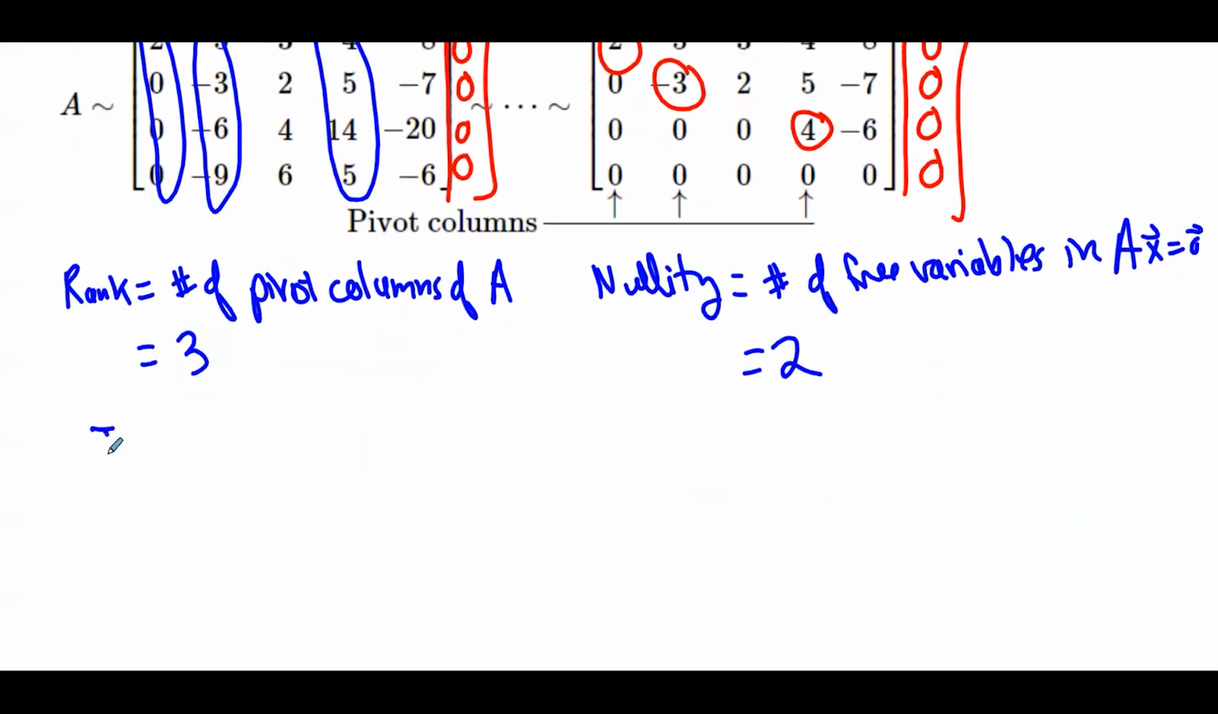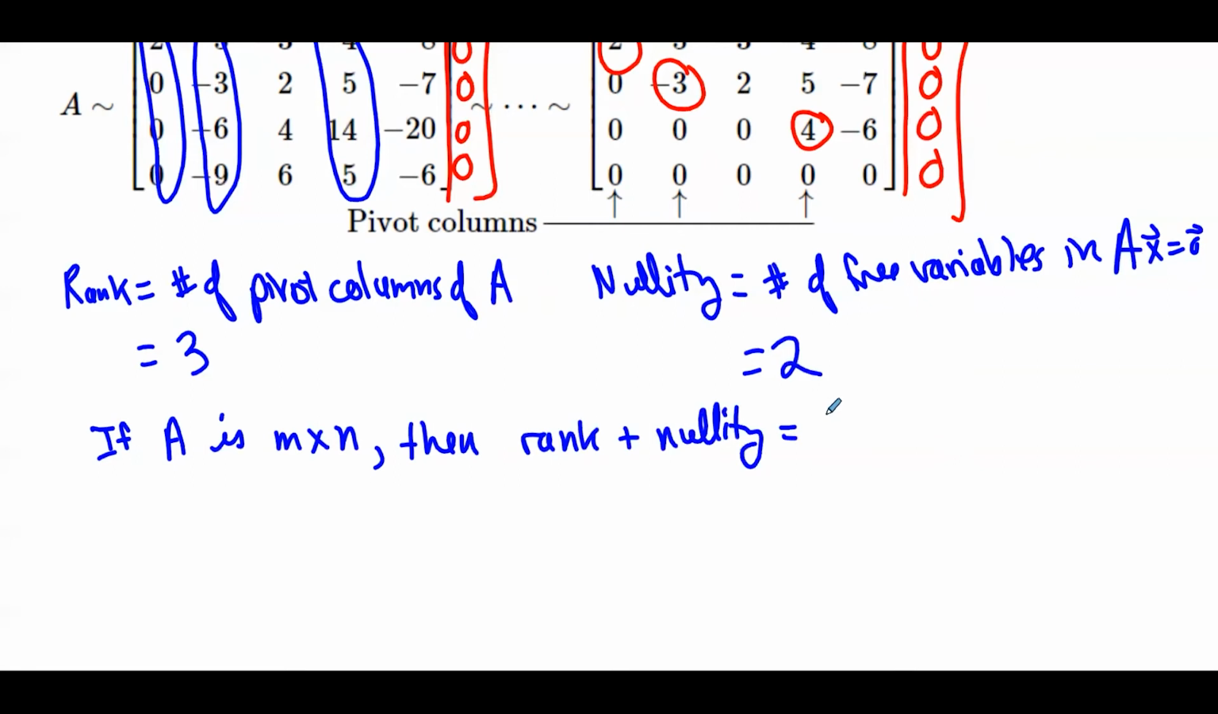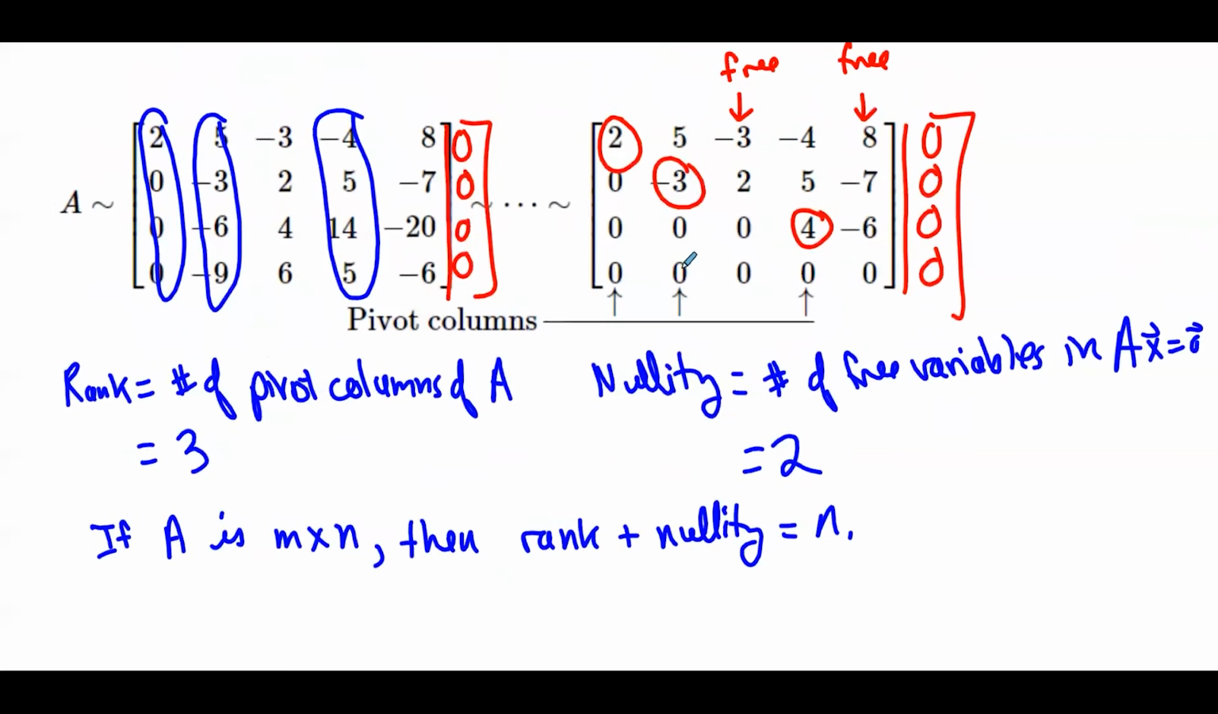So if A is m by n, where n is the number of columns, then the rank plus the nullity has to equal n. Every column is either a pivot column or it corresponds to a free variable. So those two things have to add up to the total number of columns. The rank and the nullity are how many pivot columns you have and how many free variables you have. So when you add them together, you get n.